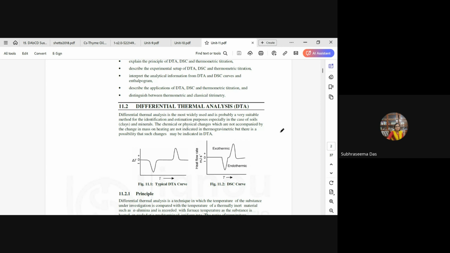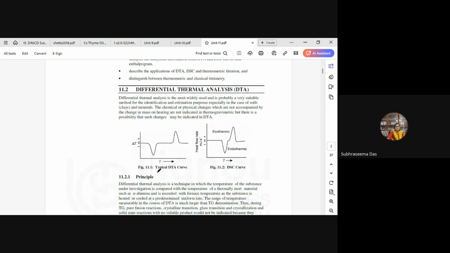It is one of the most versatile techniques for identification, particularly in the case of novel materials or soil analysis. In figure 11.1 we see a typical DTA curve, with delta T on the y axis and T on the x axis. In DSC, another technique called differential scanning calorimetry, we measure the heat flow on the y-axis versus the temperature on the x-axis. DSC will be discussed later, so we'll now focus on DTA.